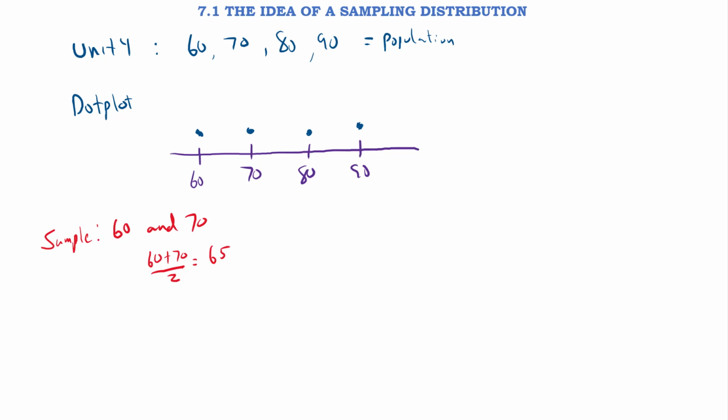So therefore, we would say our X bar is 65. Okay? So now let's say we needed to figure out all the possible samples of size 2 and calculate a sample mean of each. So in this case, well, we've already got 60 and 70. Well, then we'd have to do 60 and 80.